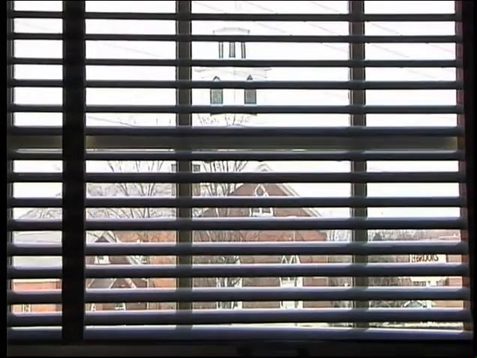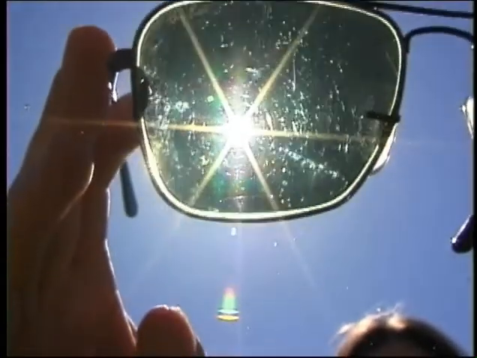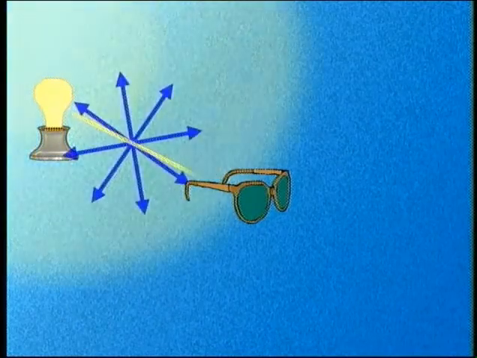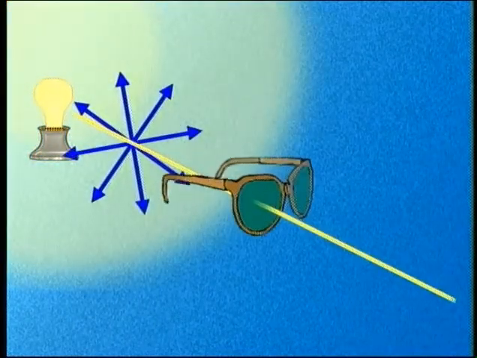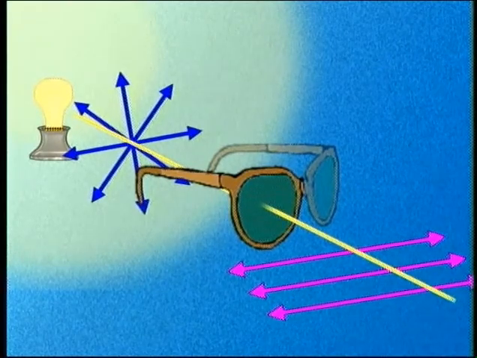They kind of act like Venetian blinds, with many parallel slits allowing planes of light to pass through. The light that passes through polarizing filters is called polarized light. Notice how the polarized light that has passed through the filter is vibrating along a single plane. This helps reduce glare.